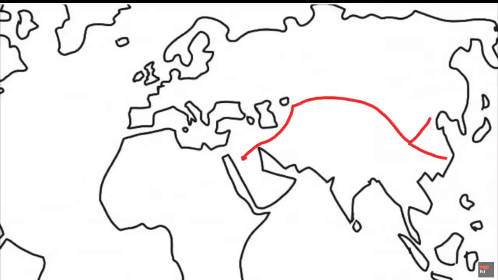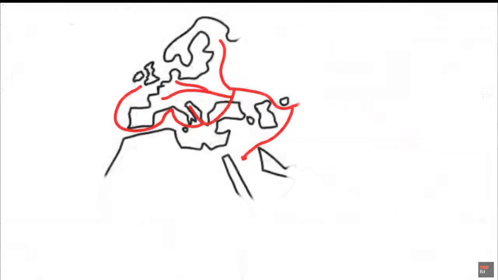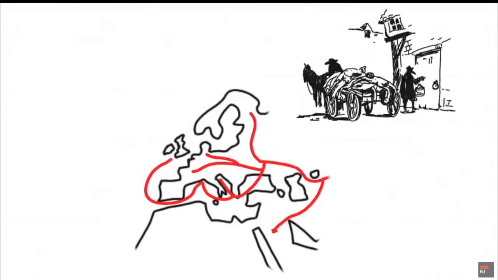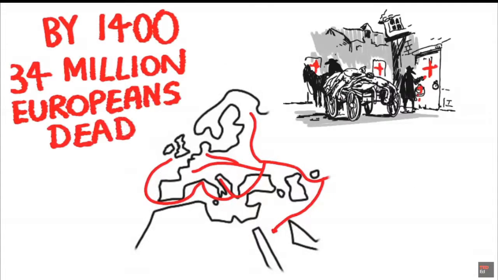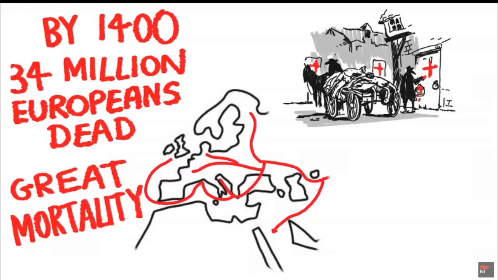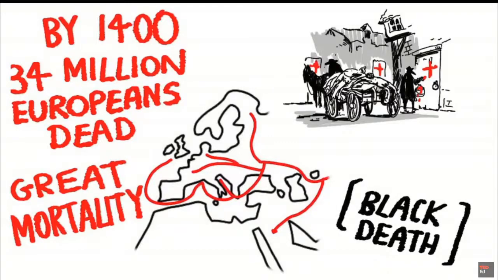It is thought the plague originated in China in around 1340, spreading west along the Silk Road, the caravan route running from Mongolia to the Crimea. In 1347, the plague reached the Mediterranean, and by 1400, it had killed in excess of 34 million Europeans, earning it the title, the Great Mortality. It was later historians who called it the Black Death.